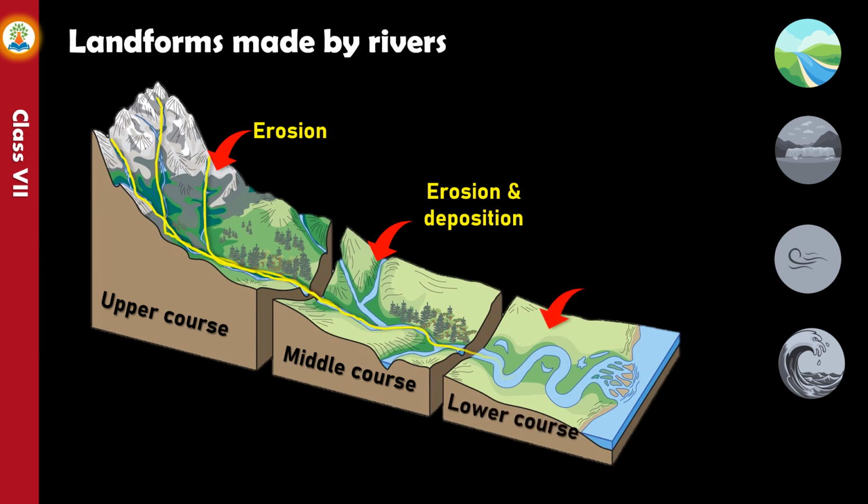The last part of a river near its mouth is called the lower course. In this part the slope of the river bed is not very steep. The current is also very slow. Deposition is the main activity of a river at this stage. The silt and other materials carried by the river are deposited.